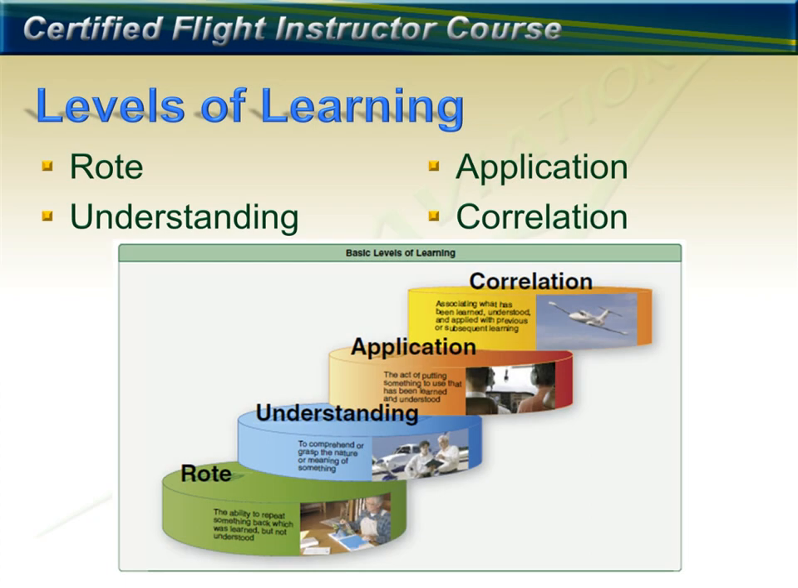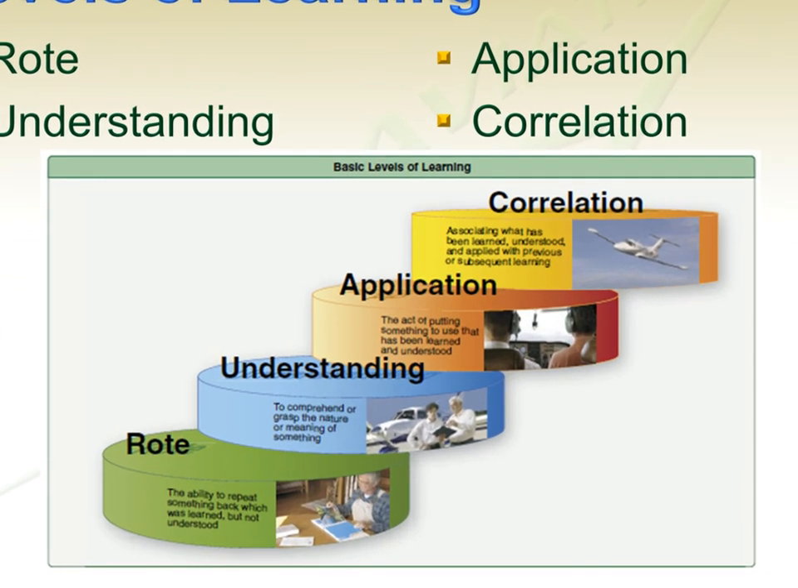There are levels of learning that can help you understand where a student is and what they have learned. Most people start at the bottom, at the rote level, and they proceed through the 4 levels of learning to a point called correlation, where they can apply what they've learned to other tasks not yet seen before. Let's take a look at them now.